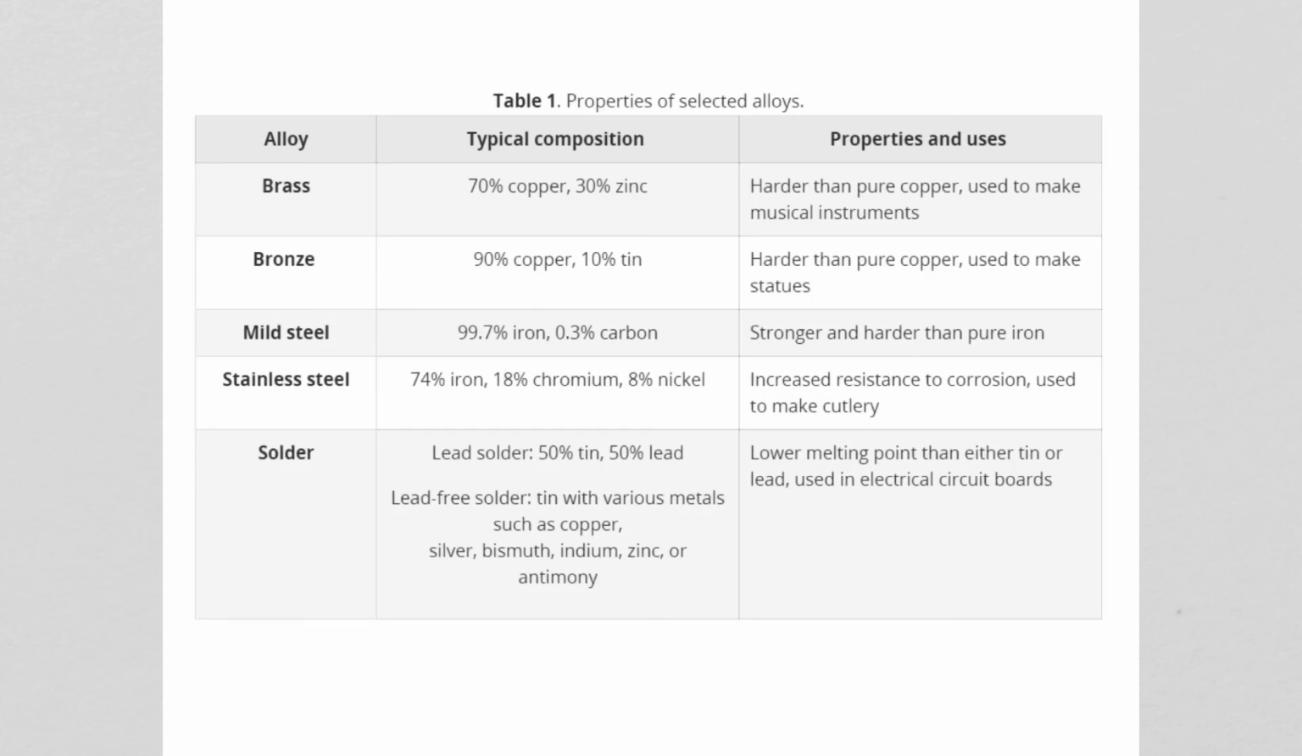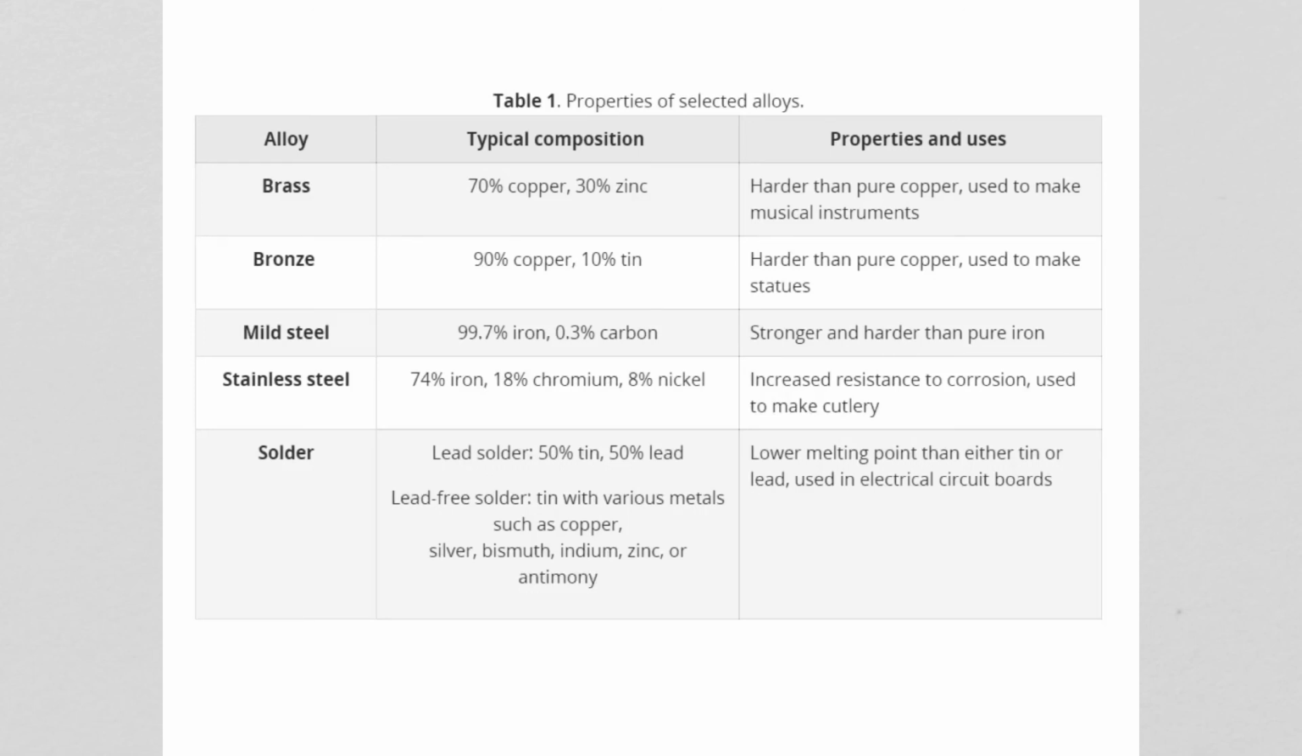Stainless steel, you would find that in kitchen appliances and maybe your kitchen sink, or even your cutlery. So that's 74% iron, 18% chromium, and 8% nickel. So it is resistant to corrosion. That's where the stainless comes from. And then it's used to make cutlery. It might be used to make your kitchen sink and so on.